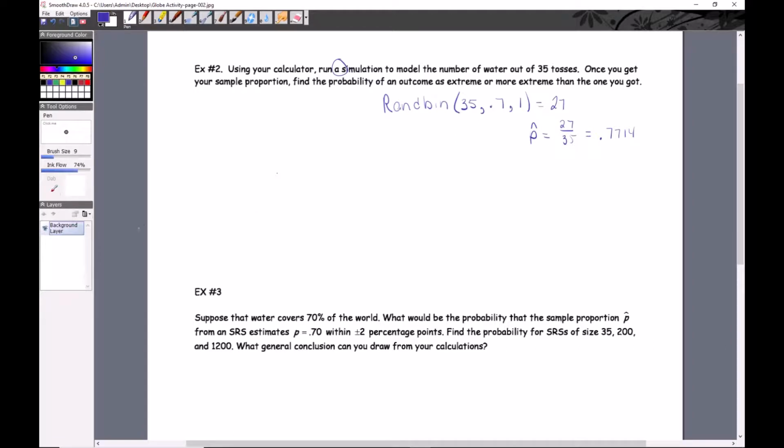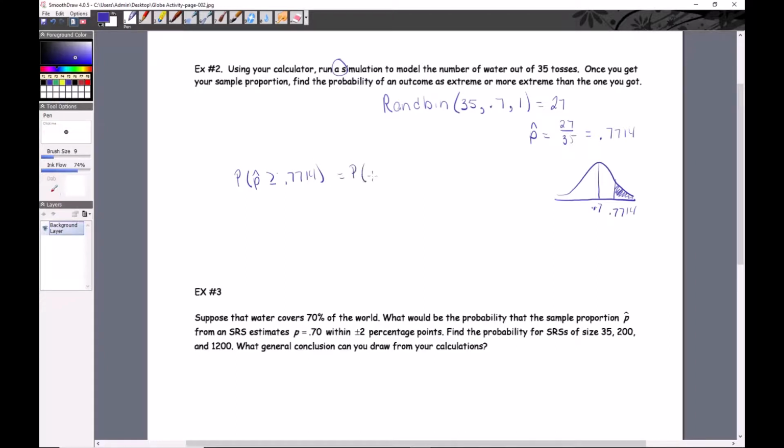All right. So then we say find the probability of an outcome as extreme or more extreme than the one you got. We can do that. Now I'm going to again do a right tail calculation because of the way things worked out here. Here's 0.7 and here's 0.7714. So that much or higher. So this is the probability that p hat is greater than or equal to 0.7714. We'll go ahead and standardize.